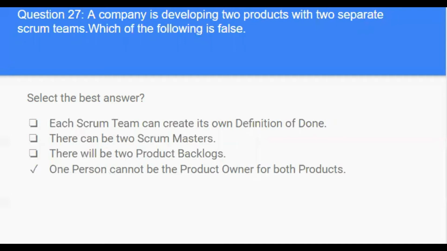Answer. One person cannot be the product owner for both products. It's a tricky question. First of all, you need to notice the false in the question. One person can be the product owner in different teams. The Scrum Guide does not impose any restrictions on that.